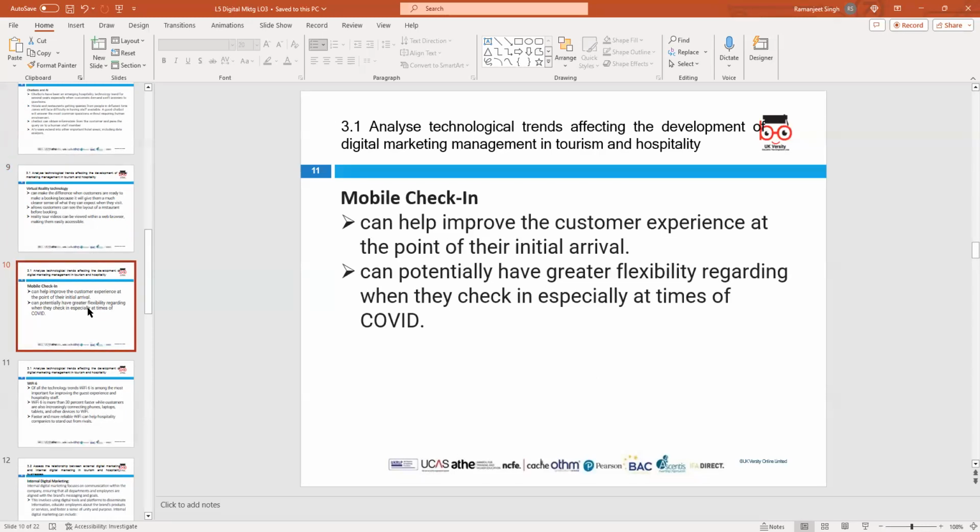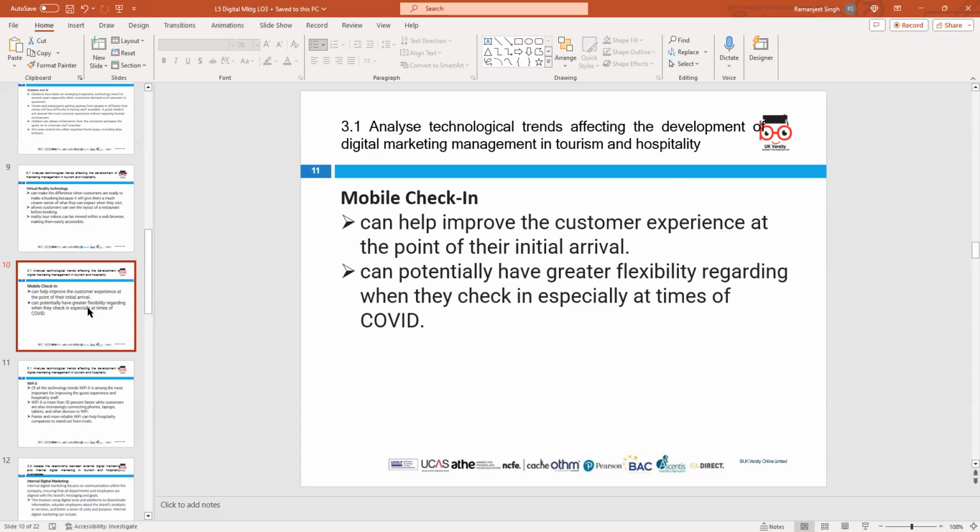Okay, mobile check-in. Have you heard of mobile check-in? Yeah, I've never done this, but somebody has done it for me. With mobile, you can book in luggage, for example, before you travel. So from home, you can do airline check-in, and you don't have to wait in queues. This will improve the customer experience.